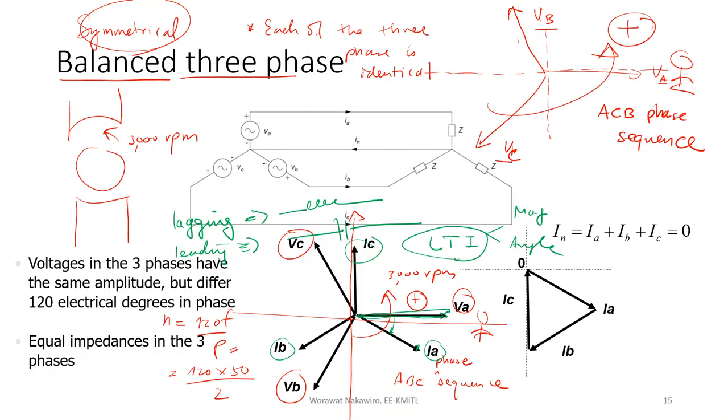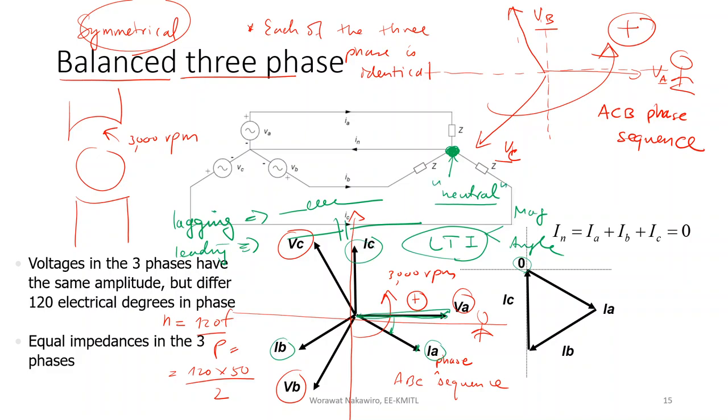The sum of the current, you put IA plus IB plus IC. This is the sum of these three vectors. Now you can see that the sum of these three vectors just returns back to zero, right? So that means the sum of the currents IA plus IB plus IC is zero. Now you see the current at the common point here, or the neutral point.